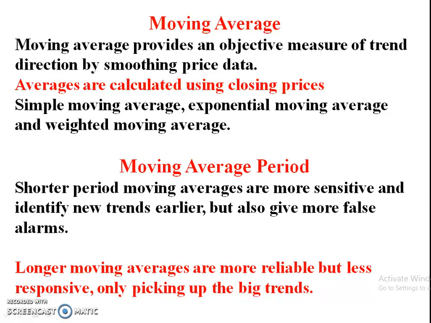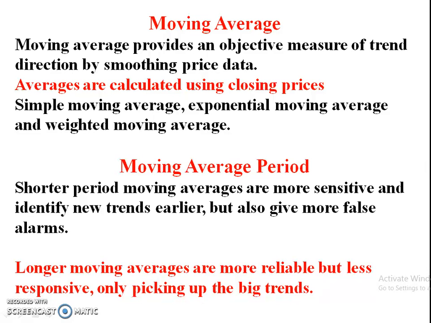Moving average is used to provide an objective picture of the trend direction by smoothing the price data. The daily variations are smoothened out by calculating averages. Averages are calculated by using closing prices. Three kinds of averages are used: simple moving average, exponential moving average, and weighted moving average. Most traders use simple moving average and exponential moving average. Exponential moving averages are found to be more satisfactory.